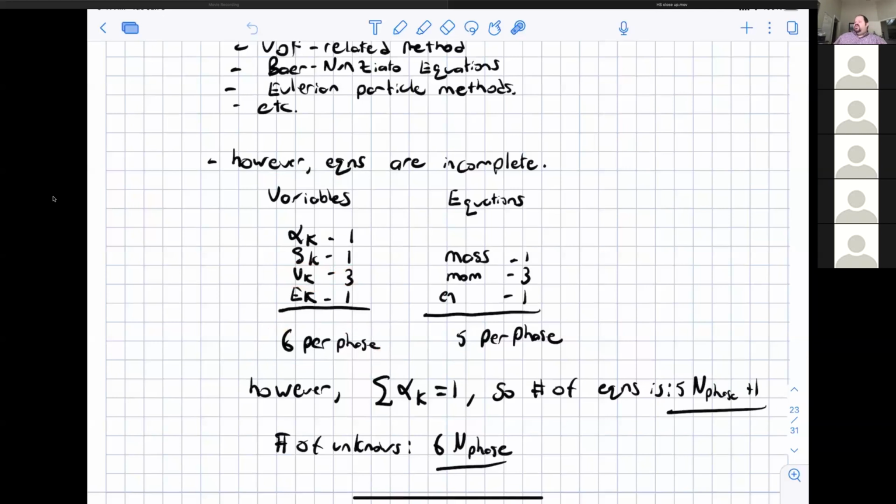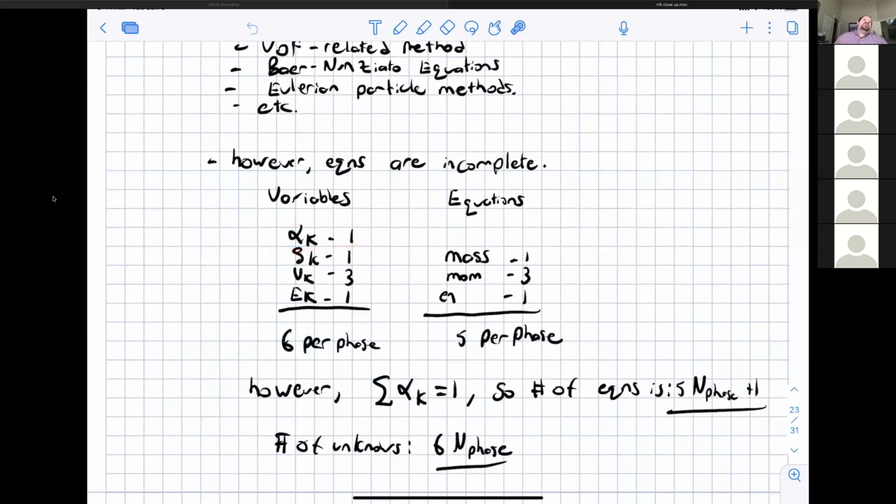If you count them up, and just assuming we're in a 3D flow, you have 6 variables per phase. But if you count up the number of equations that we have to work with, we have continuity for each phase, we have momentum, so 3 of those, and we have energy. That's 5 equations to work with per phase. So I think you can see there is a bit of an issue here: there are more unknowns that come from the volume fraction than there are equations in which to solve them.